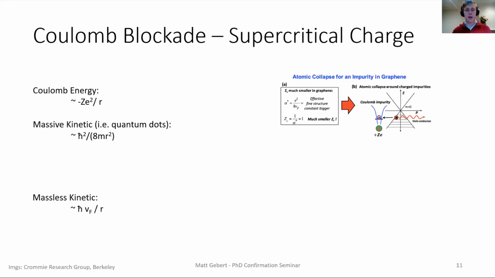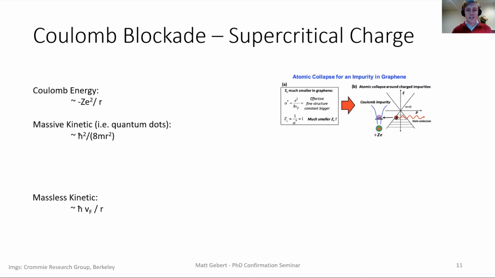It turns out in Dirac systems, however, that the kinetic energy actually goes as 1 over R. So you can see that the Coulomb energy scales exactly the same as the massless Dirac energy. And so there's no exact length scale in graphene. There's not the same point at which I have localized charge in the same way.